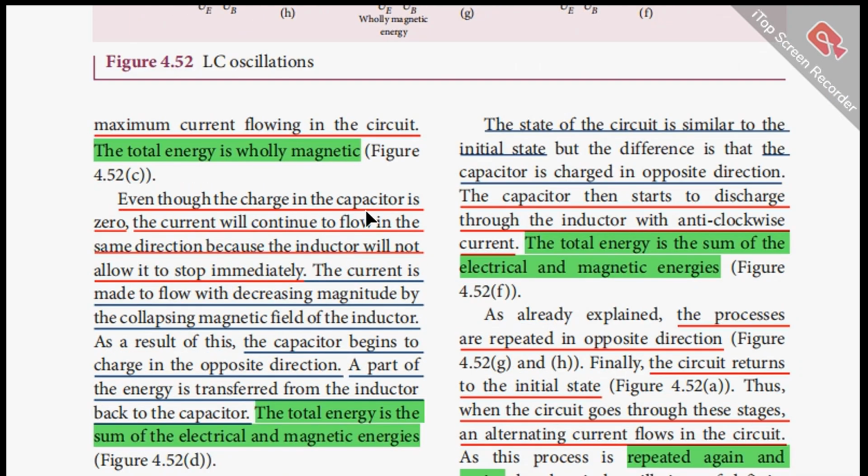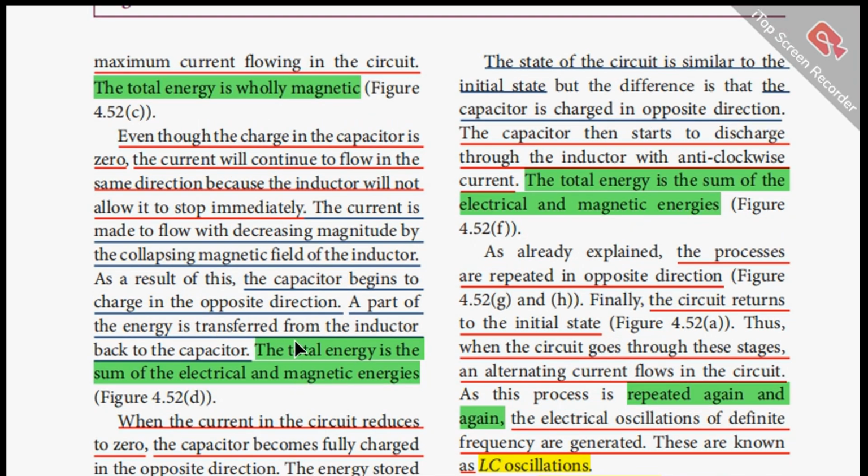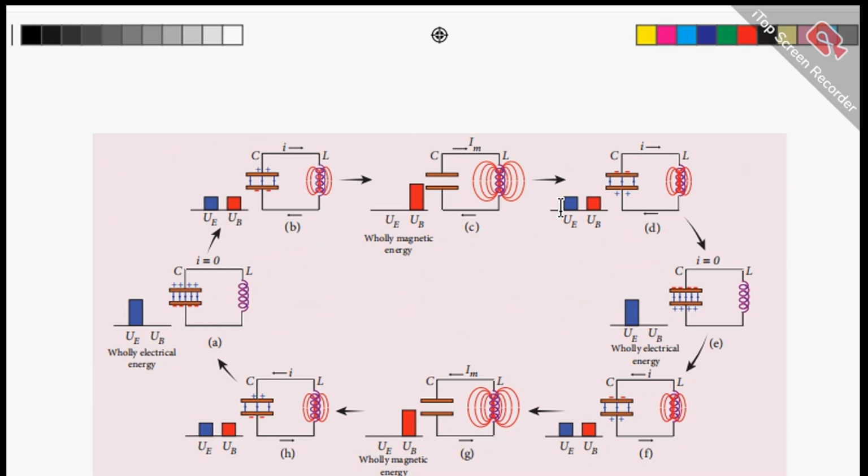Then, even though the charge in the capacitor is 0, the current will continue to flow in the same direction because the inductor will not allow it to stop immediately. The current is made to flow with decreasing magnitude by the collapsing magnetic field of the inductor. As a result of this, the capacitor begins to charge in the opposite direction. A part of the energy is transferred from the inductor back to the capacitor, and therefore the total energy is the sum of both electrical and magnetic energies, and that's given by diagram D.